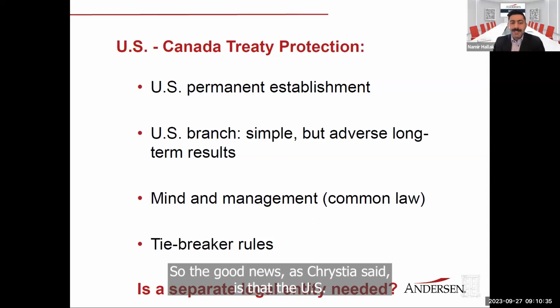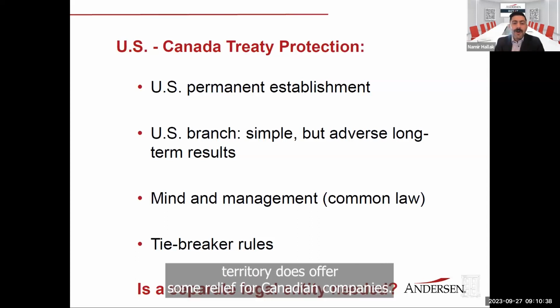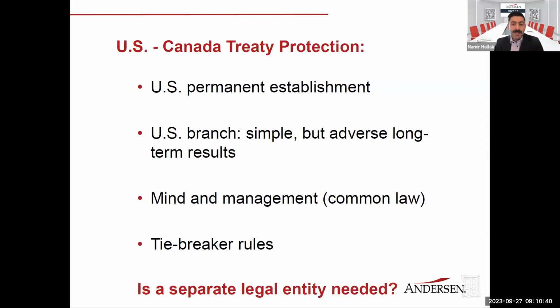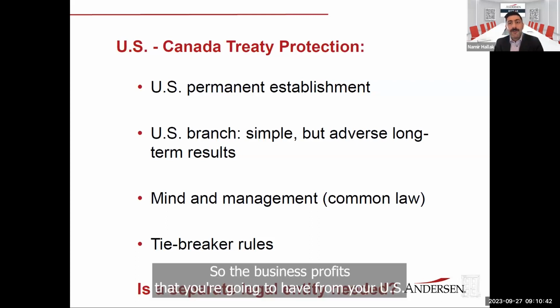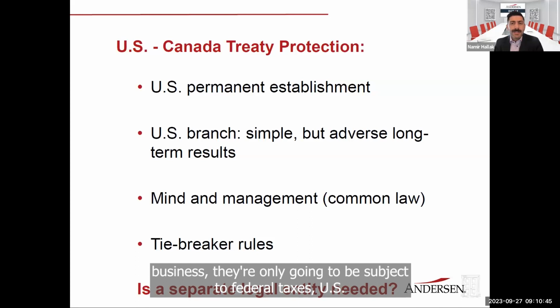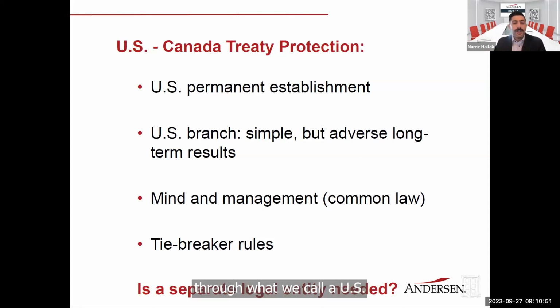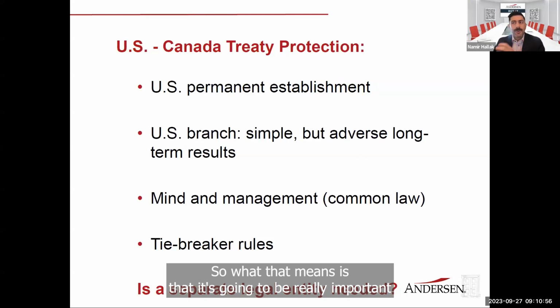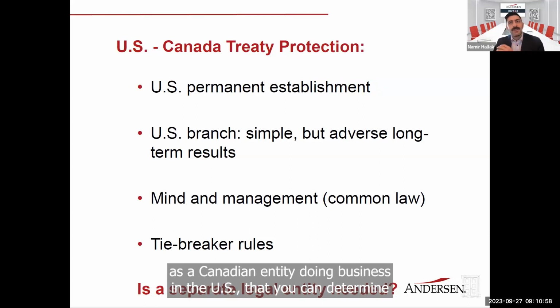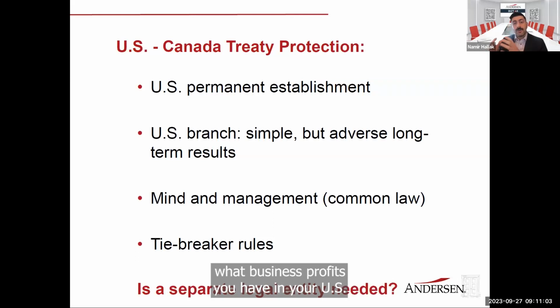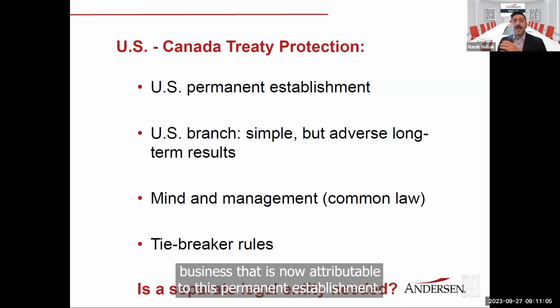So the good news, as Krista said, is that the US-Canada Treaty does offer some relief for Canadian companies. The business profits that you're going to have from your US business are only going to be subject to US federal taxes if you're carrying on that business in the US through what we call a US permanent establishment. So it's going to be really important as a Canadian entity doing business in the US that you can determine what business profits from your US business are attributable to this permanent establishment.